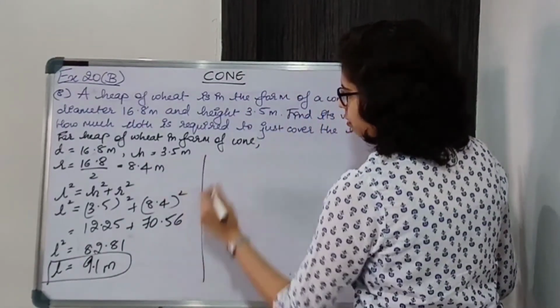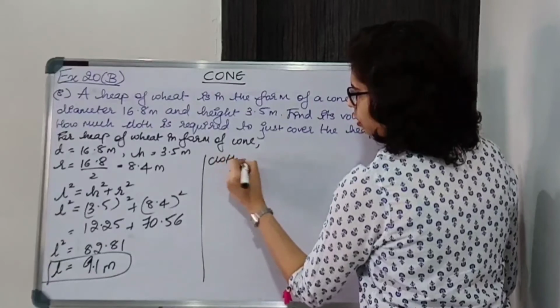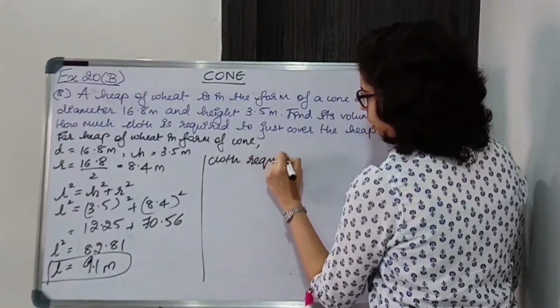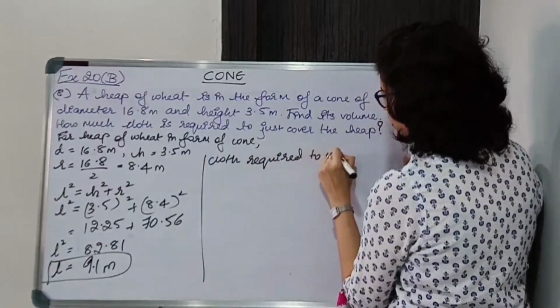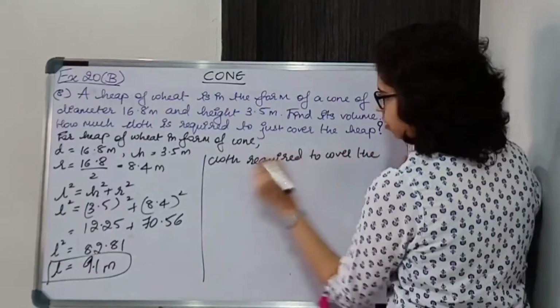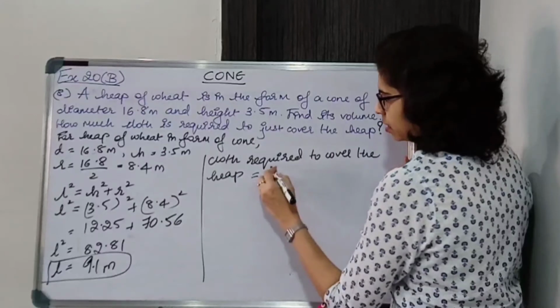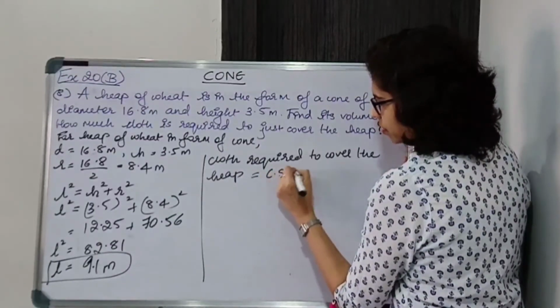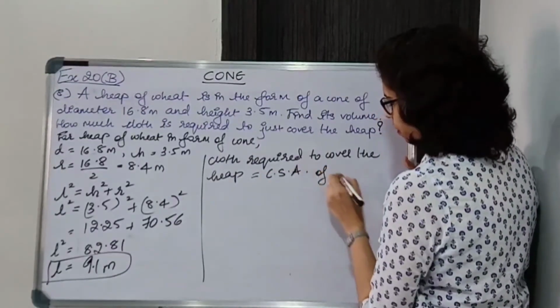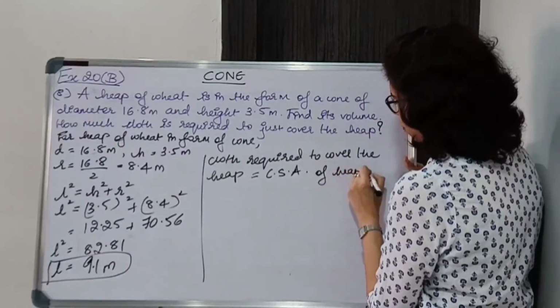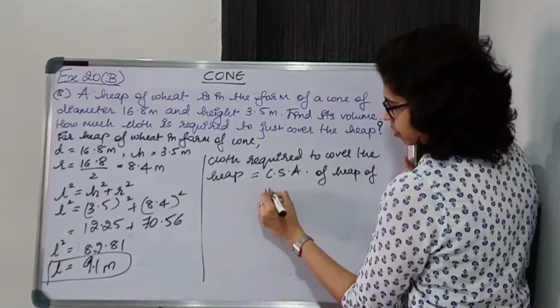Now we got L, so we can easily find the cloth that is required to cover the heap. So cloth required to cover the heap is the curved surface area of the heap of the wheat.